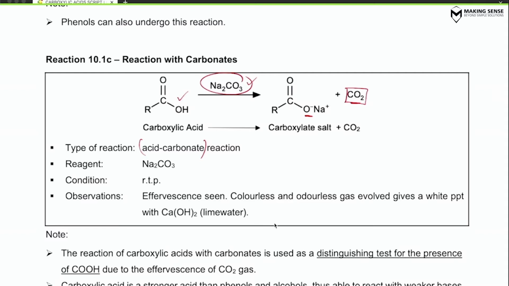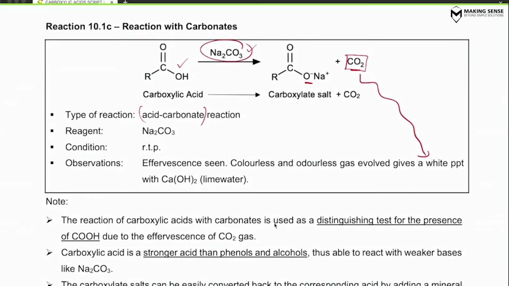And how do we do that? Well, you bubble it through lime water, right, or calcium hydroxide. If you see a white ppt forming, then you know that CO2 gas is present. Okay, that's right. So these are the 3 reactions whereby you can form the salt, 10.1a to 10.1c. Just realize that 10.1c has extra significance because it's a distinguishing test for carboxylic acid.